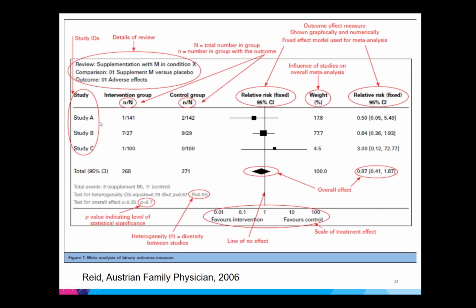Very good. So here's an example, and these are the different studies. The heterogeneity, depending on the intervention, the group, and all these different studies that were conducted, is usually listed here. So it is the diversity between the studies, basically.